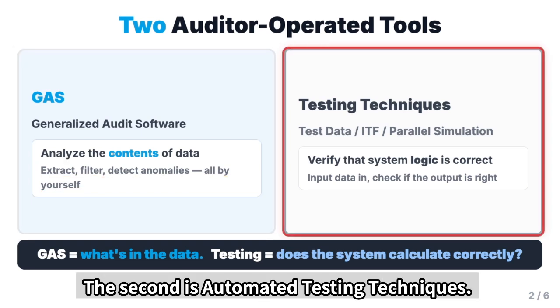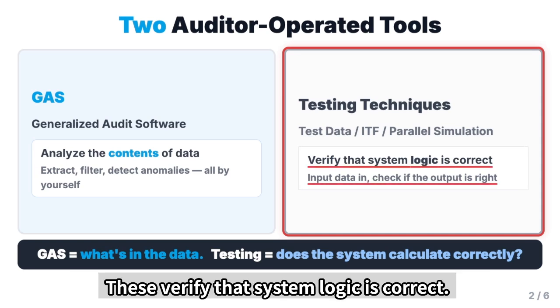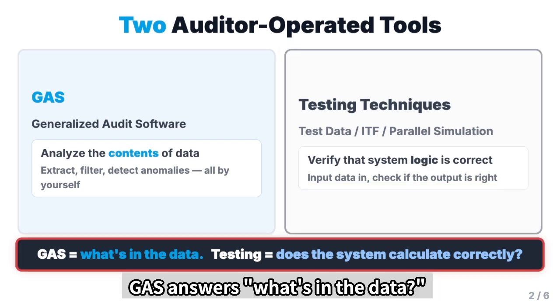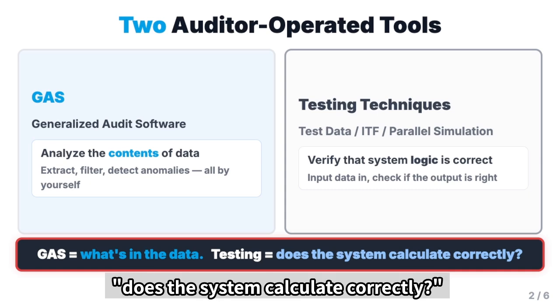The second is Automated Testing Techniques: Test Data Method, ITF, and Parallel Simulation. These verify that system logic is correct. You feed data in and check if the output is right. GAS answers, what's in the data? Testing techniques answer, does the system calculate correctly?